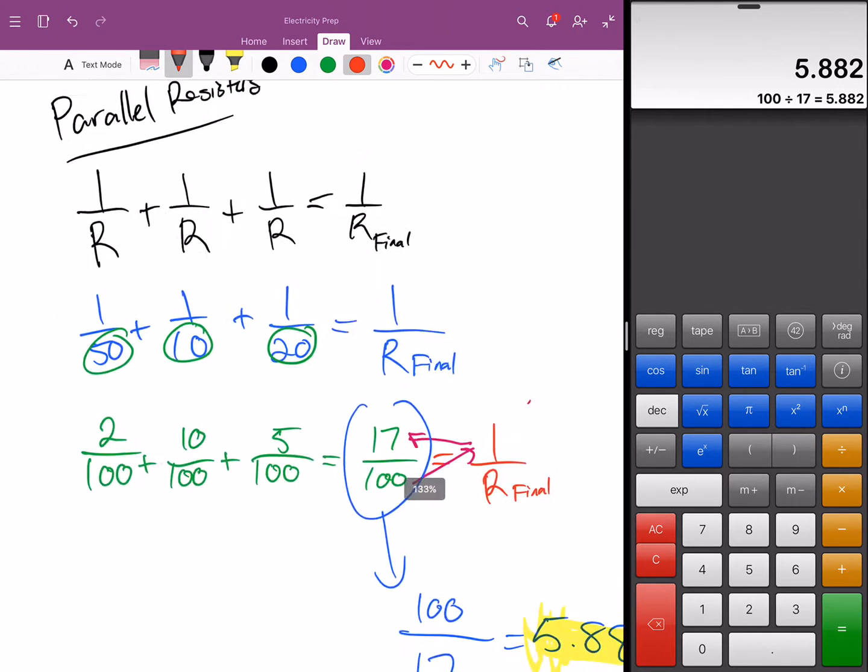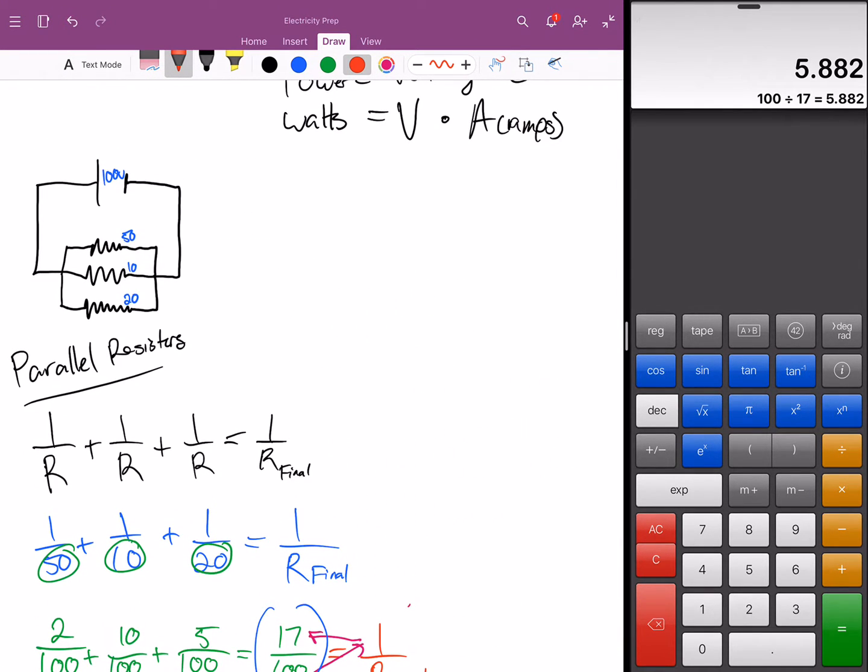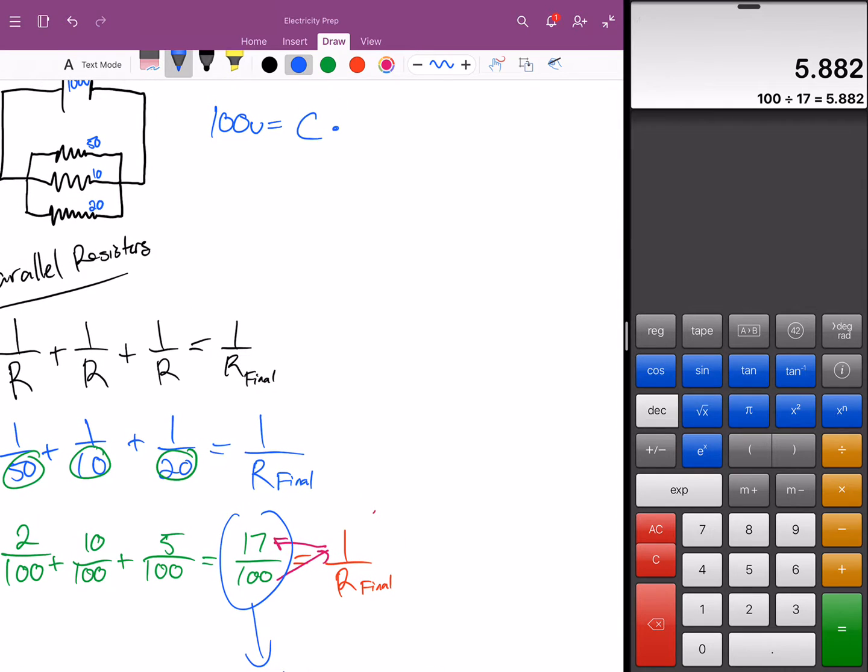Now going back with the diagram, you have 100 volts. You're solving for current, and your resistance is 5.88. So you isolate for I, you divide it over 5.88. So 100 divided by 5.88 equals a current of 17.0, just to keep it short, amps.